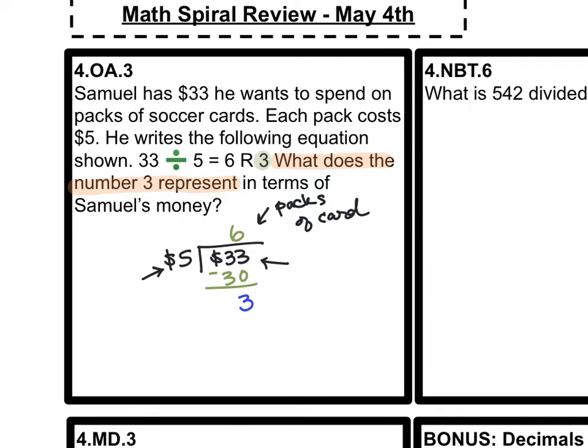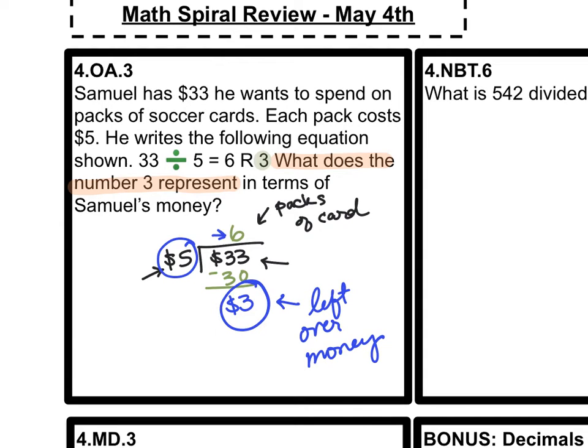Now, the question asks, what does this 3 that's left over mean? Well, he bought 6 packs of cards for $5 each, and he had $3 left over. So $3 left. So basically, this is leftover money. Okay, that's what this question was asking us. You could have done it this way, or if you already knew what that 3 meant, then that's all you had to write. It was $3 leftover money.